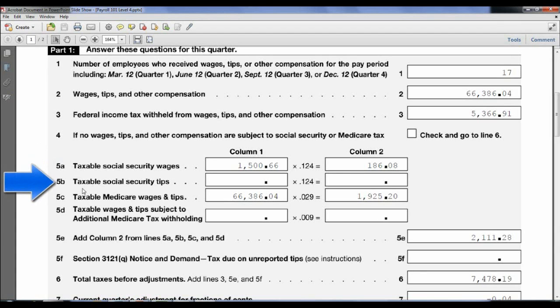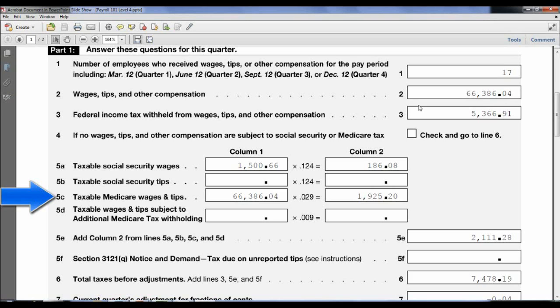Well, most likely no entity is going to use this line. Next is line 5C. Column 1 is the total taxable Medicare wages. This number could be different from line 2, taxable wages, if there are any employees that have continually worked for the entity since before March 31st, 1986. If so, these employees' gross wage amounts would not be included in column 1 because they do not have Medicare taxes withheld.